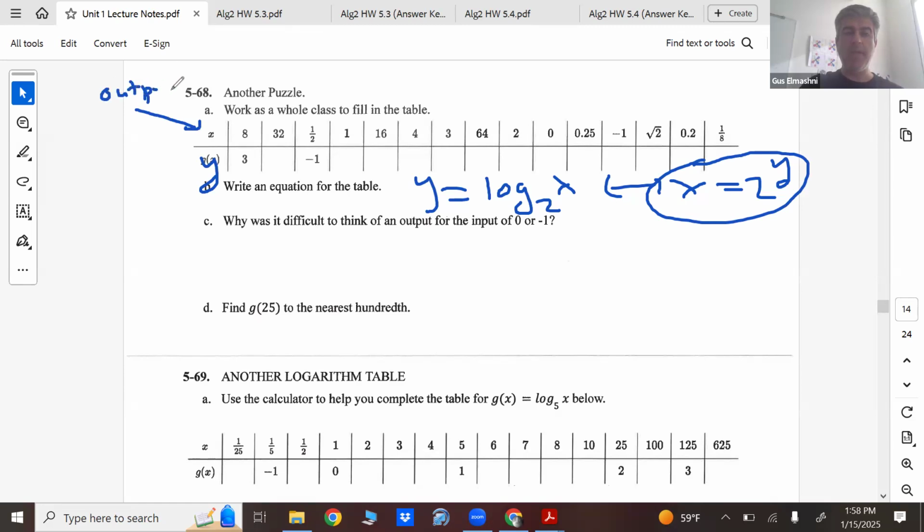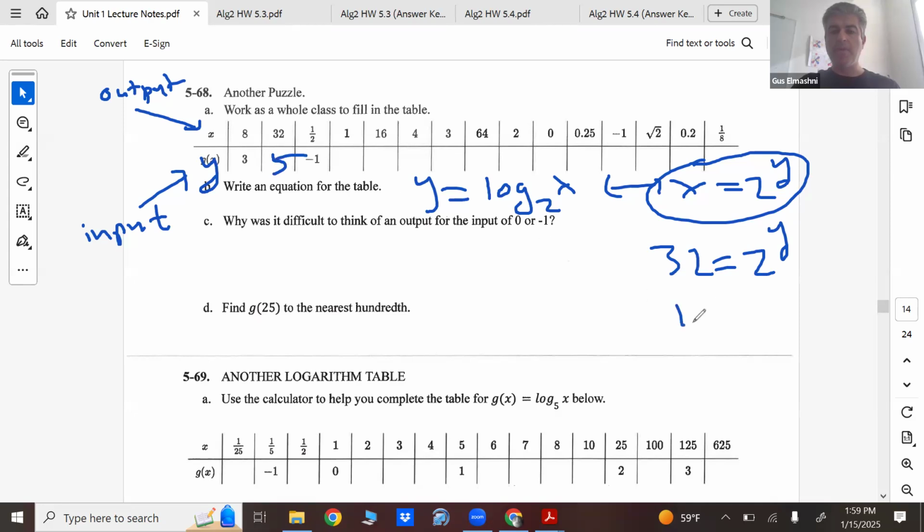And let y be the input. So for example, if I were to say let x equal 32, 32 equals 2 to what power? 5. 1 equals 2 to what power, guys? 0. 16 equals 2 to what power? 4. Michelle, you're on fire today.